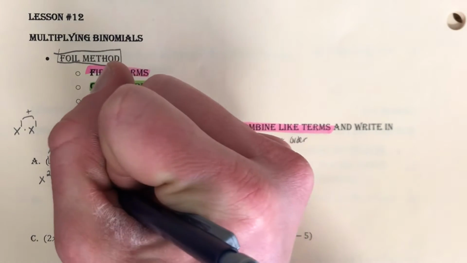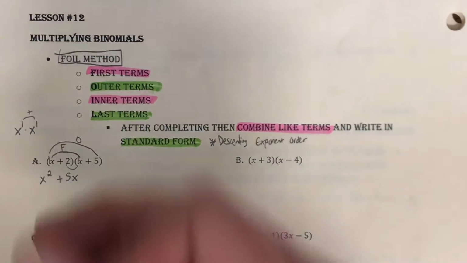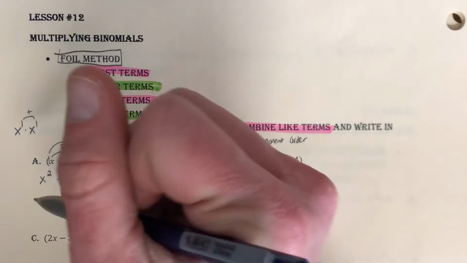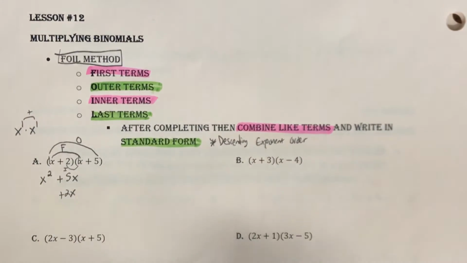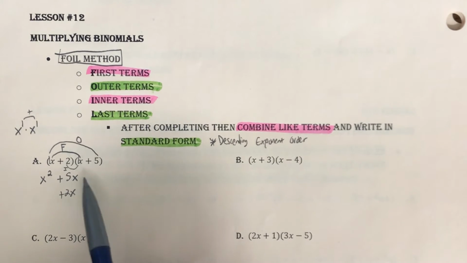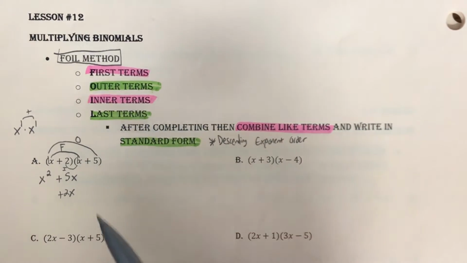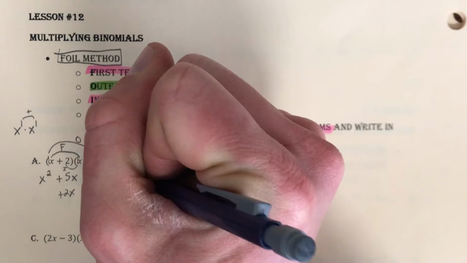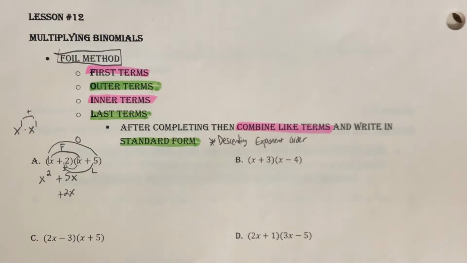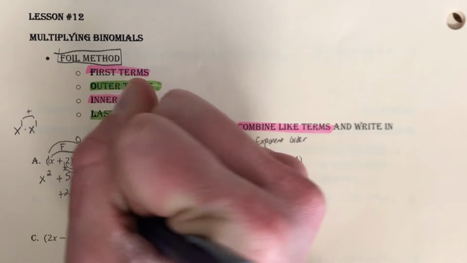So then we do the inner terms, which is the second term of the first binomial times the first term of the second binomial, so that's our I right there. And 2 times x is positive 2x. And we can see these terms are the exact same. They're both x's, all right, with an exponent of 1, so they're like terms. Then our last step is to do the last terms, all right? So the 2 here and the 5 here, the last term of each, so 2 times positive 5, that is our L, right? And 2 times 5 is positive 10.